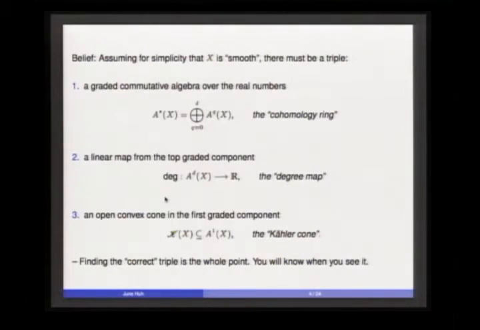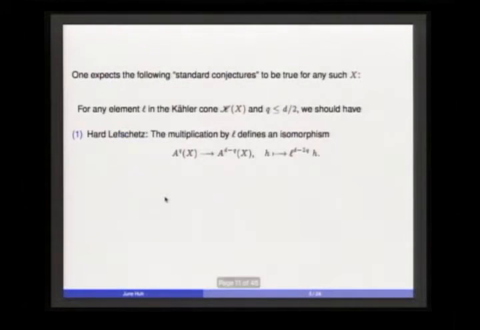So the whole point of this business is finding the correct triple associated to X. And there's no universal definition of what would be the right triple associated to X. But in each one of the cases that we have encountered so far, the triple was so naturally associated to X that you tend to say that you'll know the correct triple when you see it. And then one expects the following versions of standard conjectures to be true for any such X.